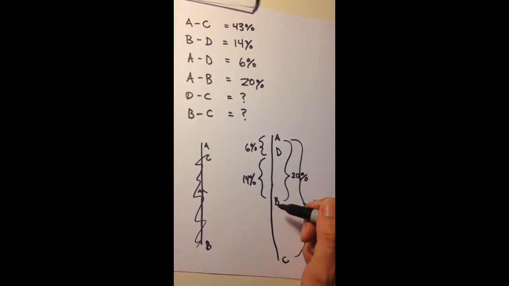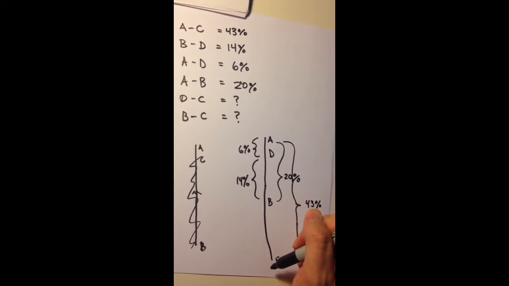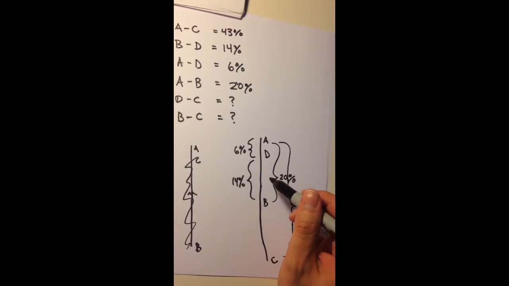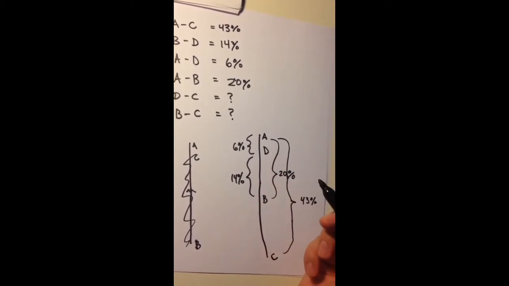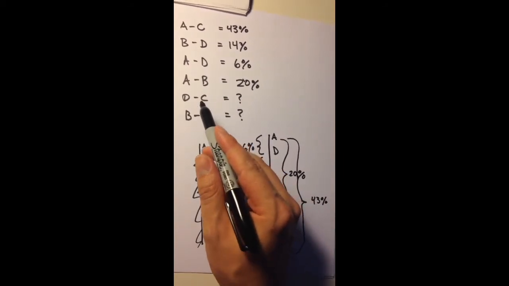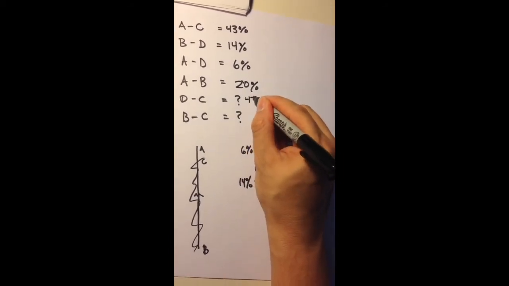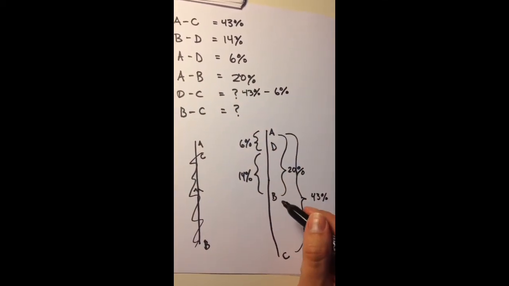So if it's asking the distance between D and C, well, if you know that C and A is 43%, and you know that the distance between D and A is 6%, then you know what the distance between D and C is, right? That would be 43% minus 6%.